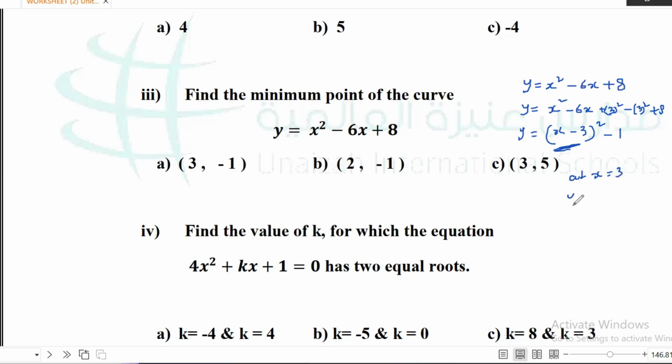So when you replace x is equal to 3, y would be minus 1. It means (3, minus 1) is our minimum point here. So it is a part. I hope you understand.